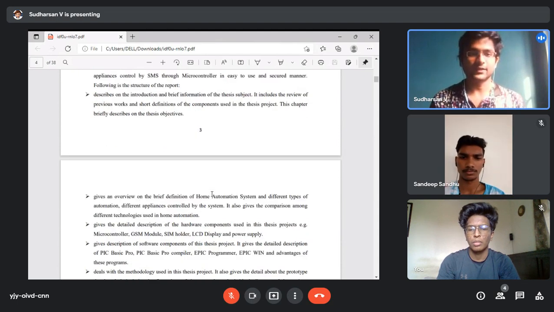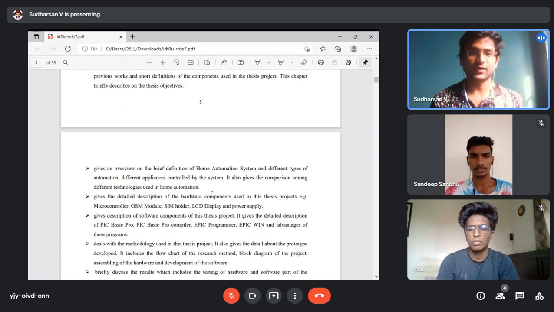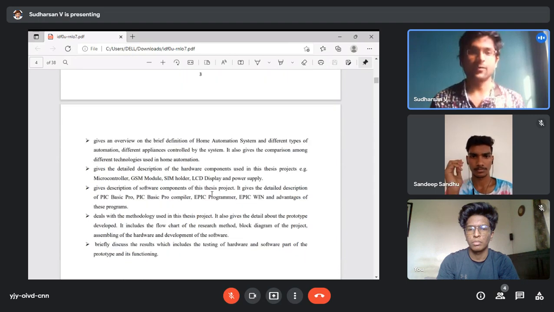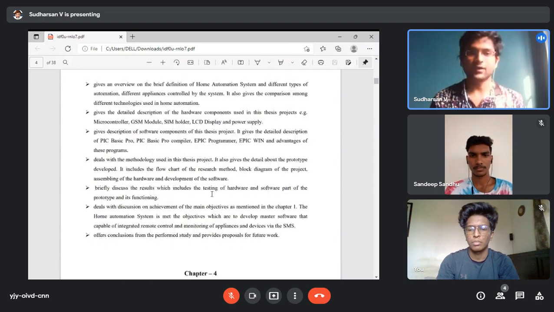Following is the structure of the report. Chapter 1 describes the introduction and brief information of the thesis subject. Chapter 2 includes a review of the previous work and short definitions of the components used in the thesis project. Chapter 3 briefly describes the thesis objectives. Chapter 4 gives an overview of the brief definition of home automation system and different types of automation, different appliances controlled by the system. It also gives the comparison among different technologies used in home automation.